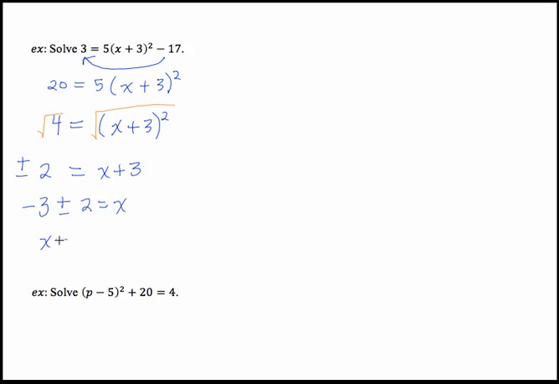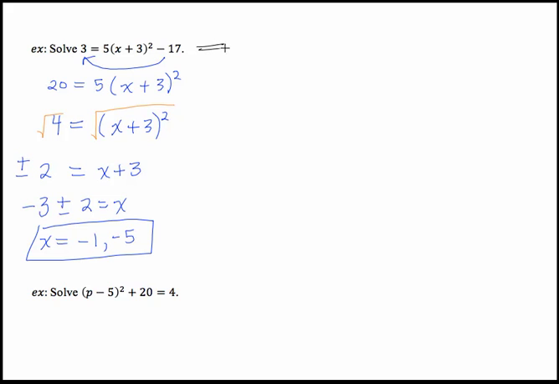It's a weird way to write it. So first I'm going to flip the left and right sides and say x equals. And then let's break this down into the two parts. Negative 3 plus 2 is negative 1, and negative 3 minus 2 is negative 5. So those are the two solutions to this quadratic equation.